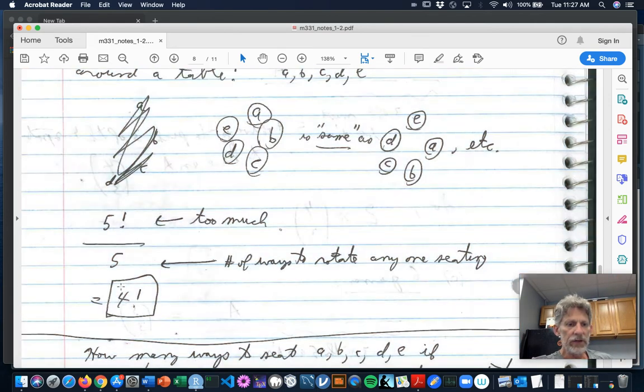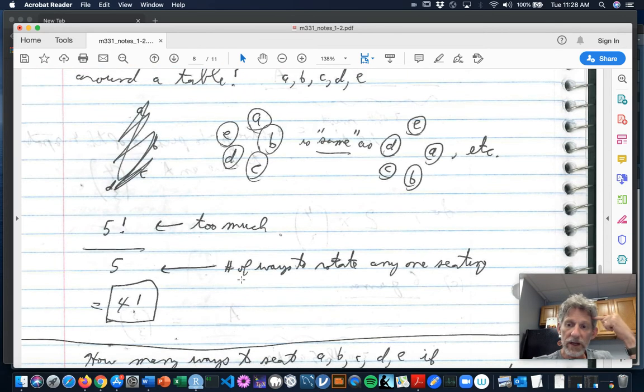And the answer ends up being 4 factorial. 5 factorial divided by 5 would be 4 times 3 times 2 times 1, 4 factorial. So that's a nice thing to remember: you have n people, you need to put them around a table. How many arrangements? N minus 1 factorial.